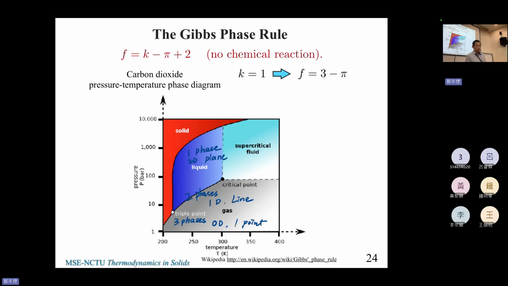So that's how the number of degrees of freedom you can choose relates to how many possibilities we can draw in the phase diagram.